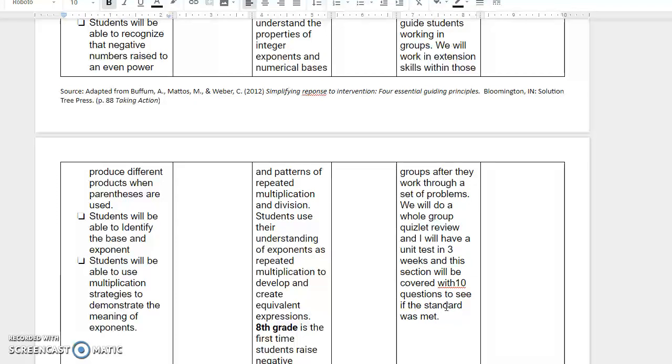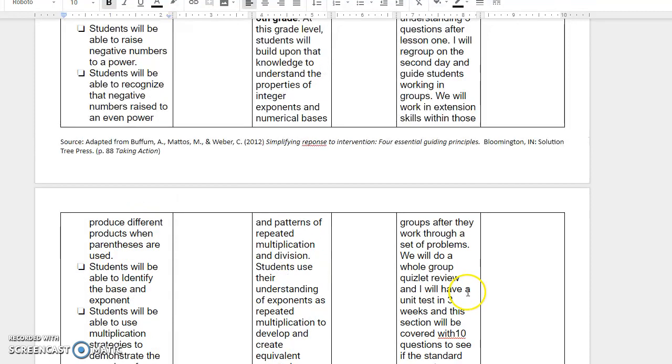So that doesn't mean that I'm not assessing other standards, but I'm going to be able to pull from that assessment these 10 questions, and I'm going to be able to know how many got 10 out of 10, how many got 9 out of 10, 8 out of 10, etc. So when we're looking at proficiency, we would probably say 8 out of 10 of those questions, if they got them right, those students would be proficient.